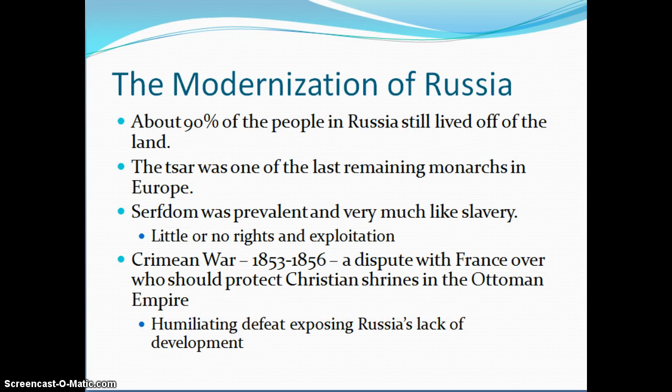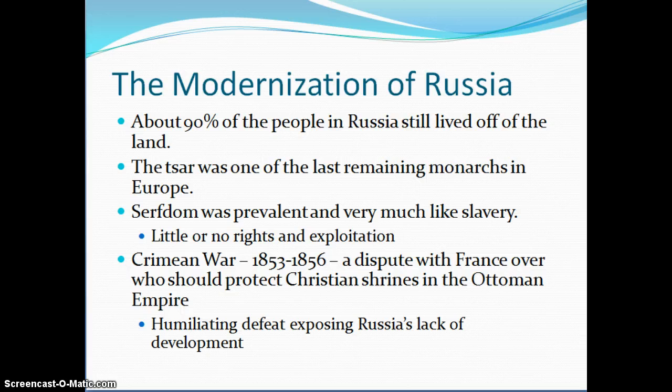And we need to start by understanding that about 90% of the people in Russia still lived off of the land. The Tsar was one of the last remaining monarchs in Europe. We've talked about in previous chapters the ideas of how, as other nations were moving progressively forward, Russia at times was moving backwards. They reinstituted serfdom, or people being tied to the land, and the aristocracy. And it's evidenced by this monarchy that is still going on. We're in the middle of, or nearing the end of the Romanov dynasty. Serfdom was prevalent, very much like slavery, little or no rights and exploitation.